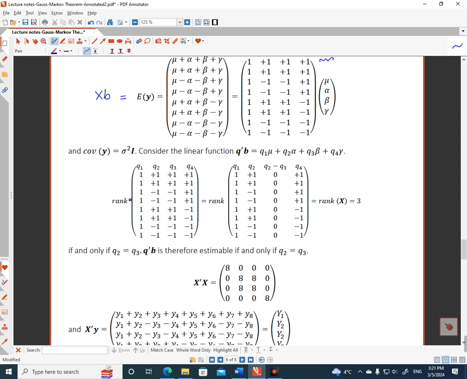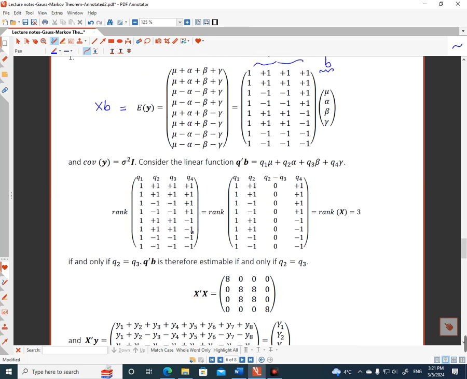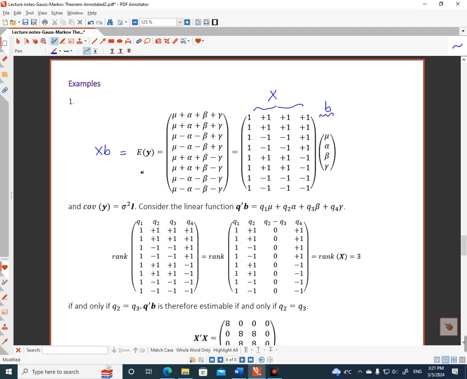It's because we want to look at the expected values, so rather take this covariance matrix in our computation so that we can understand better. Now consider the linear function q prime b, and also suppose that q is equal to q1, q2, q3, q4, because we have 4 elements, a 4 by 1 column vector, where q prime b is this linear function of parameters.